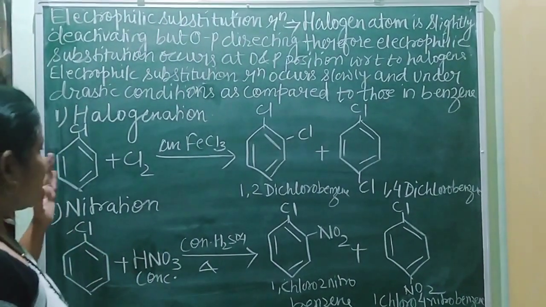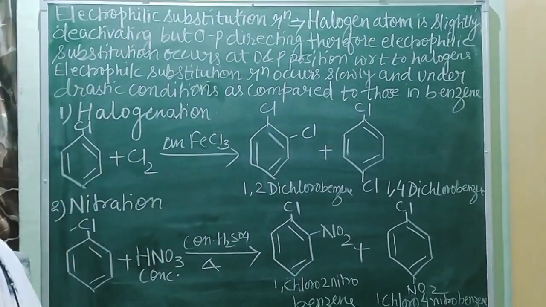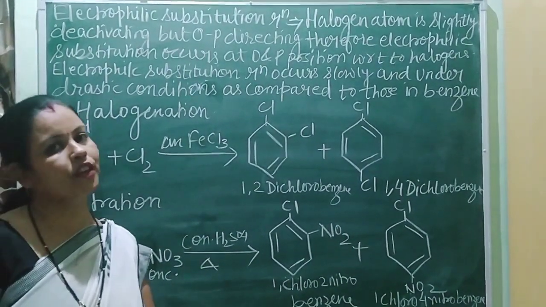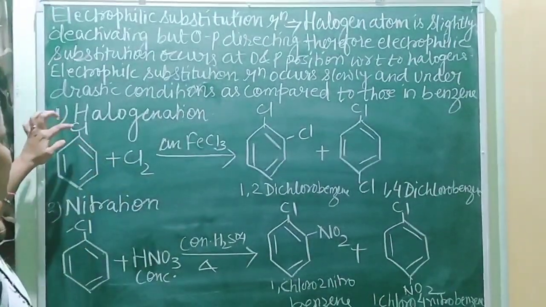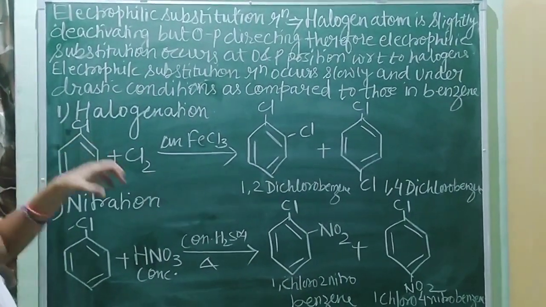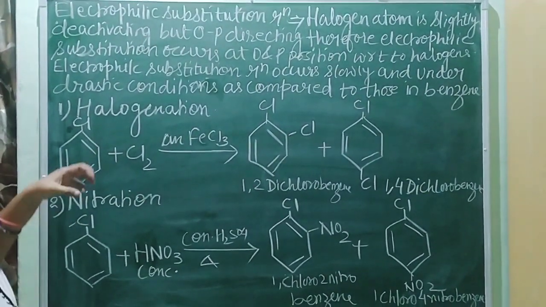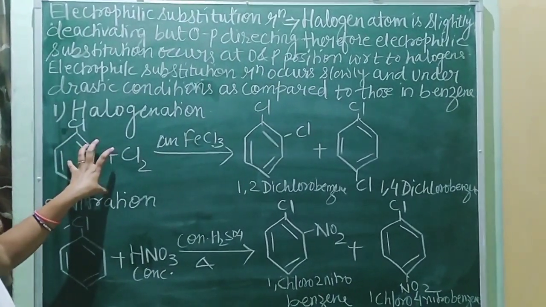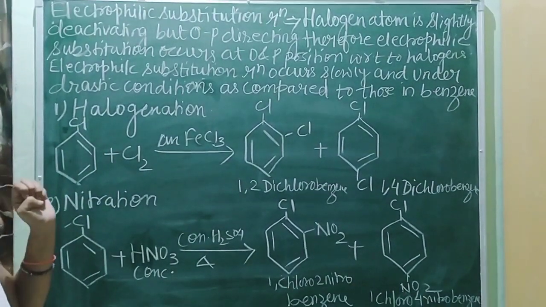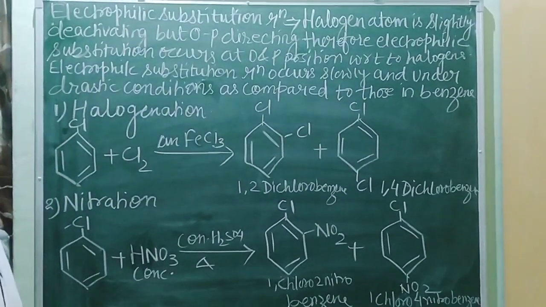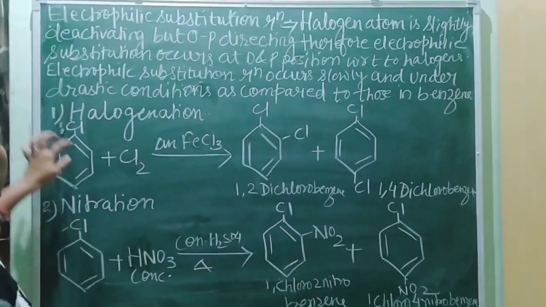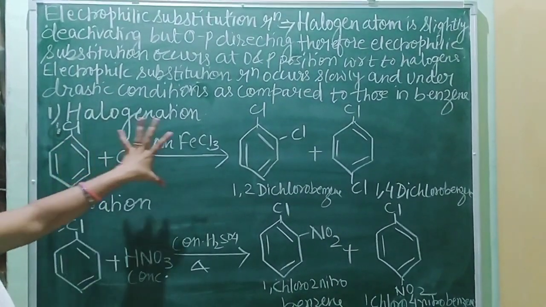Electrophilic substitution reaction generally occurs slowly and under drastic conditions as compared to that of benzene. Due to the presence of the halogen atom, which is more electronegative and electron withdrawing in nature, it deactivates the ring. But although it is electron withdrawing in nature, it is ortho and para directing. Why? Because the lone pair of electrons present here is stabilized by resonance.